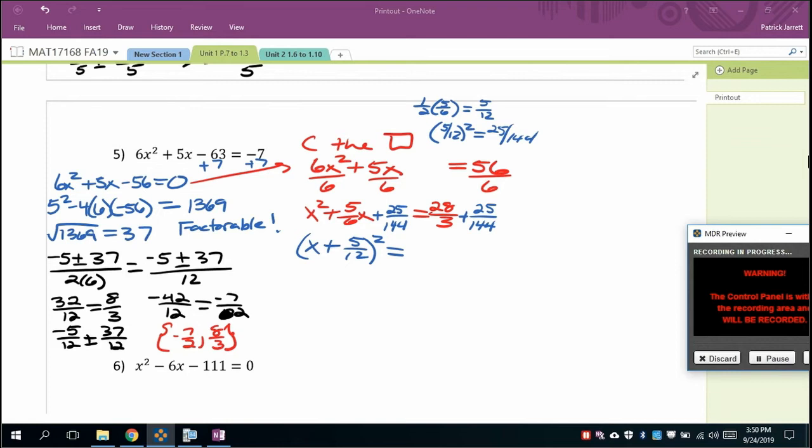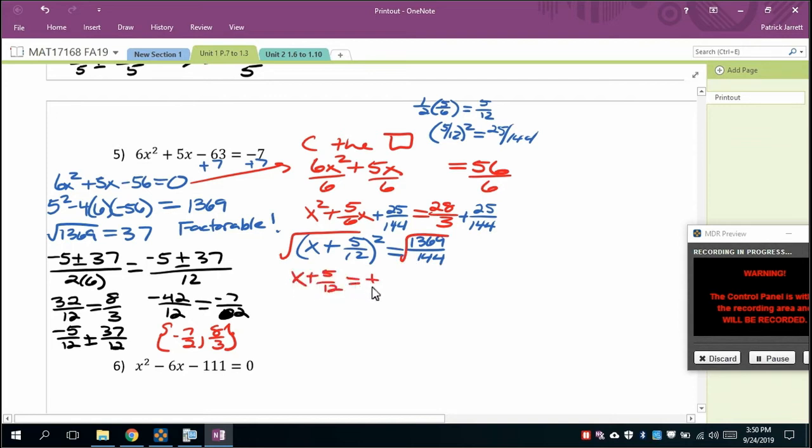That'll give you 1,369 out of 144. So when we square root both sides of this bad boy, what happens is you'll have x plus 5/12 equal to plus or minus 37/12. So basically, x will equal negative 5/12 plus or minus 37/12. And it yields the same solutions here.